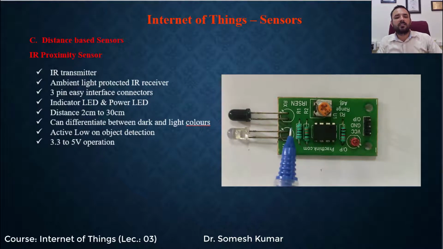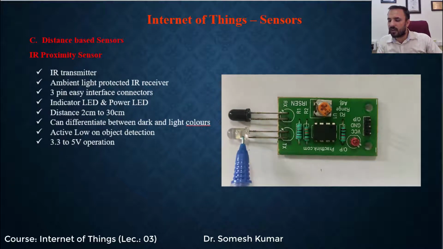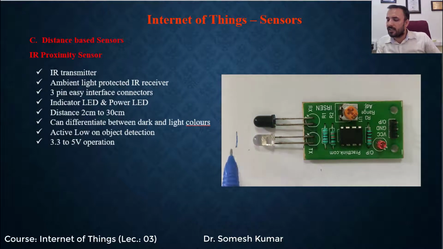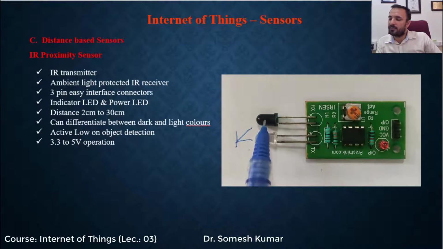It consists of basically two things. One is your IR transmitter, this white one is your transmitter, and this black one is your receiver. Fine. So this LED is used to transmit the IR waves. For example, if an obstacle is present here, then the IR rays transmitted by this are reflected back, and these reflected waves are received by this receiver. Fine.